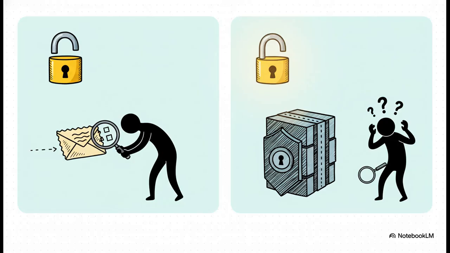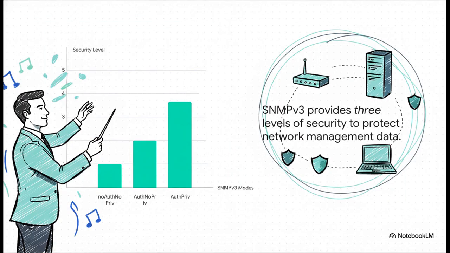And this right here shows the night and day difference. With versions 1 and 2C, those passwords, the community strings, were sent in plain text, wide open for anyone to see. SNMP v3 completely changed the game. It brought in real user authentication and, crucially, encryption to scramble the data. That's so important for stopping not just eavesdroppers, but bad actors who might want to hijack the system.